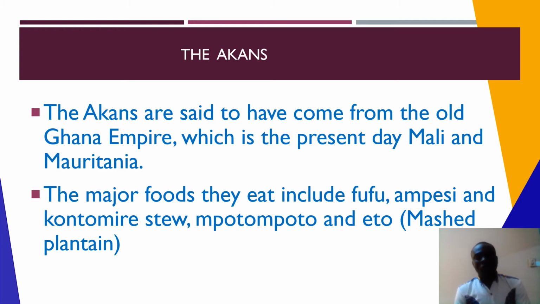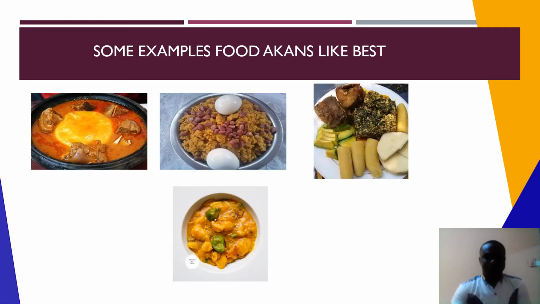Let's now look at the food that they eat. The major food they eat include fufu and goat meat, which is chivon, and light soup, ampesi and kontomire stew, potompoto and eto. These are some major foods that the AKANS like to eat so much.